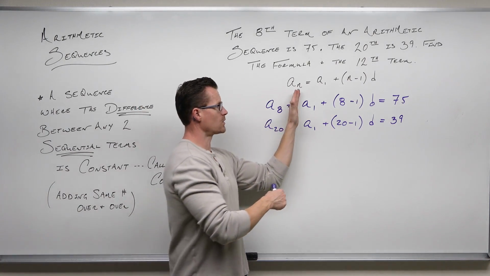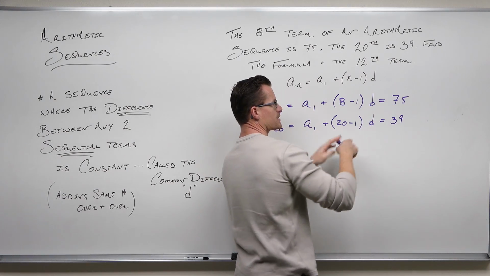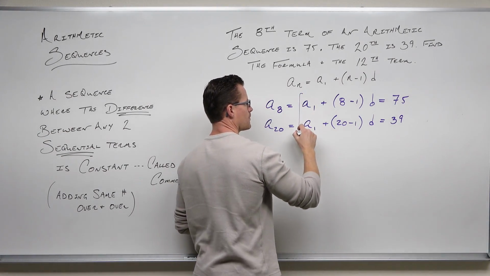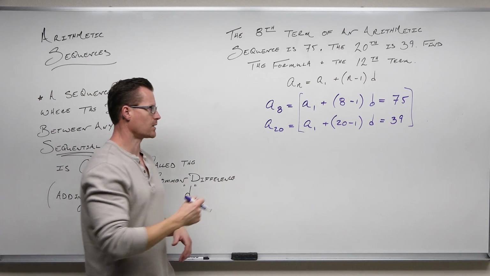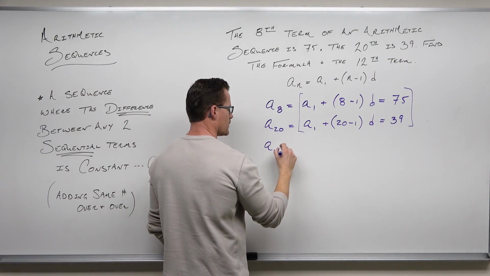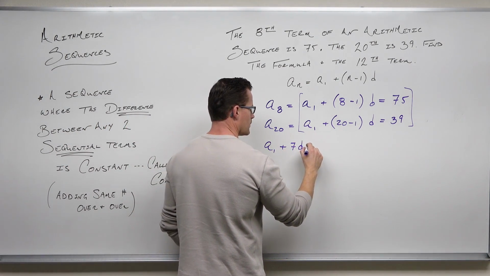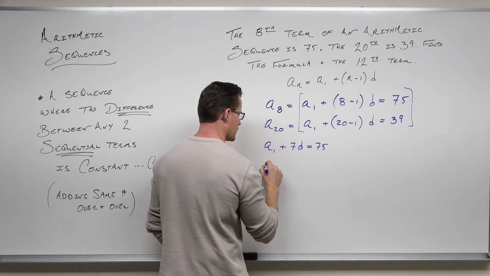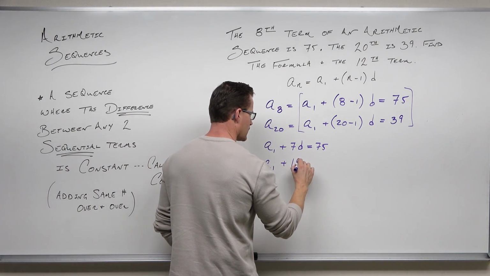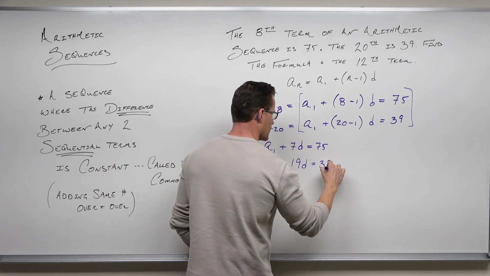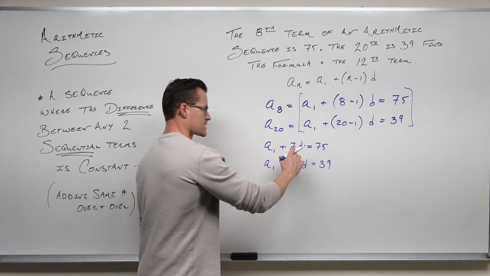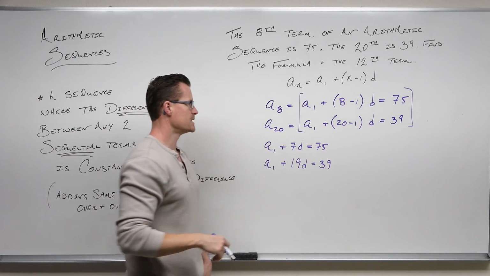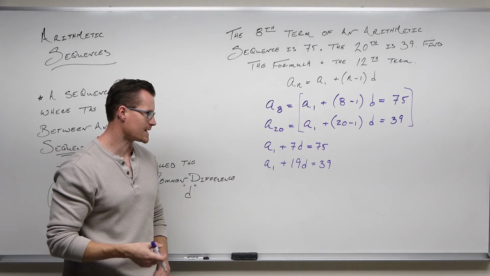So what we're going to do is take a look at just this part of it, and treat that like our system. So we're going to simplify a little bit. So a sub 1 plus 8 minus 1, d, that's 7d, and 20 minus 1 is 19.